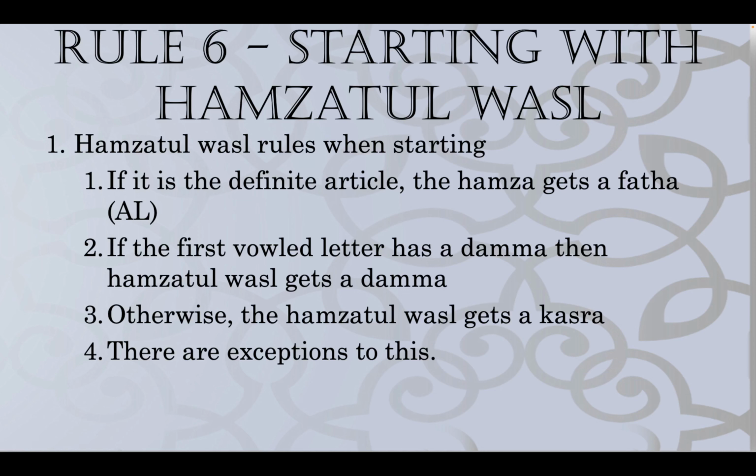Hamzat al-Wasl has multiple rules, and these are the rules of starting with it. If it is the definite article, which everybody knows is Hamza, Fatha, Lam, Sukun, Al, right? If the letter immediately following the Hamzat al-Wasl is Lam, then the Hamza gets a Fatha on it, and you just say Al. That's pretty simple. Nothing complicated there, right? Al-Mawdud, there are so many examples we've gone over, but if it's a definite article, nothing super complicated there.